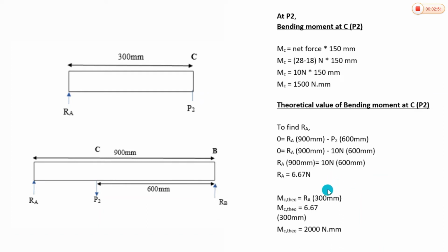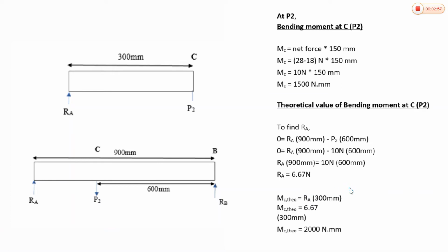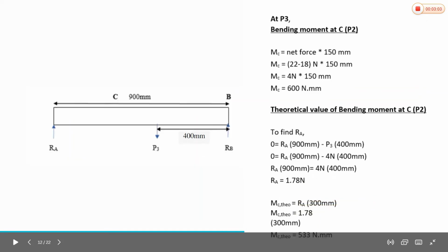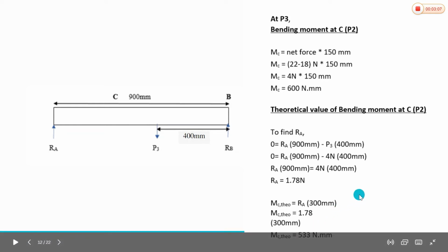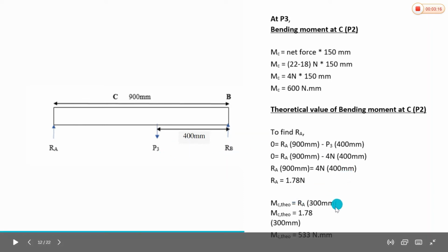So, and then we just enter the value of RA into the equation. So we get 2000 Newton millimeter. It goes the same for P3. We just change the distance and the net force for P3. So for P3 it is 400 from RB. So we just change and we get RA, and then we enter the value, and then we get 533 Newton millimeter.